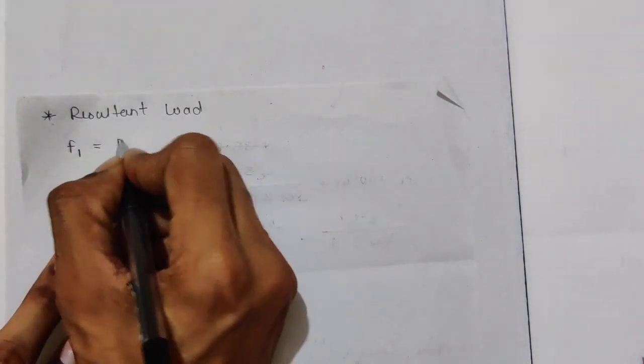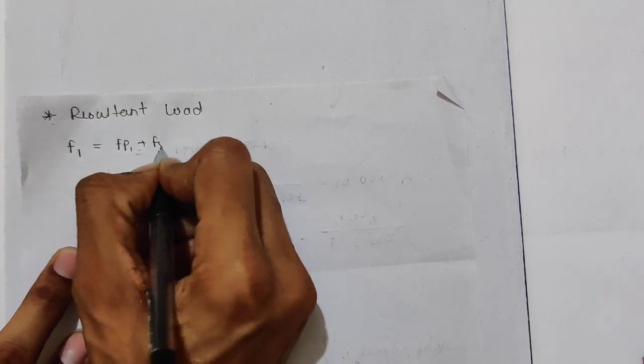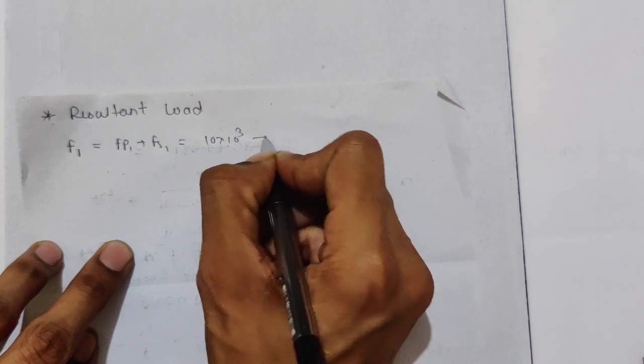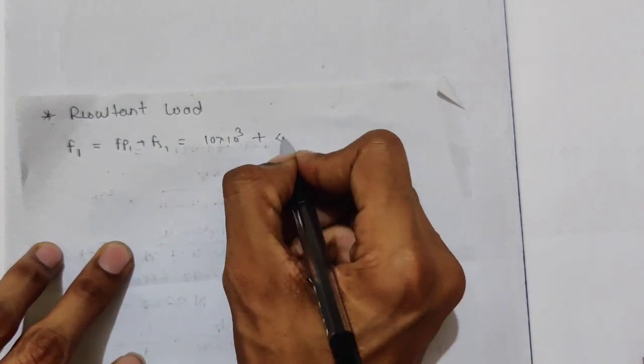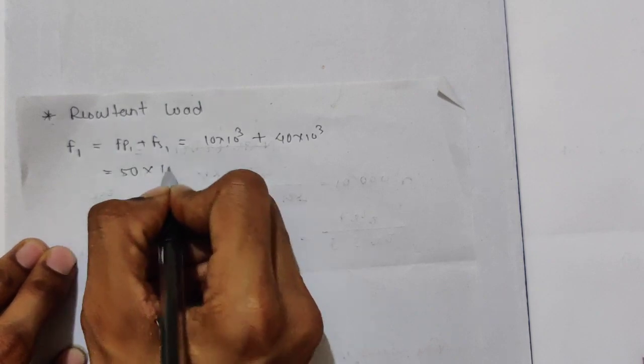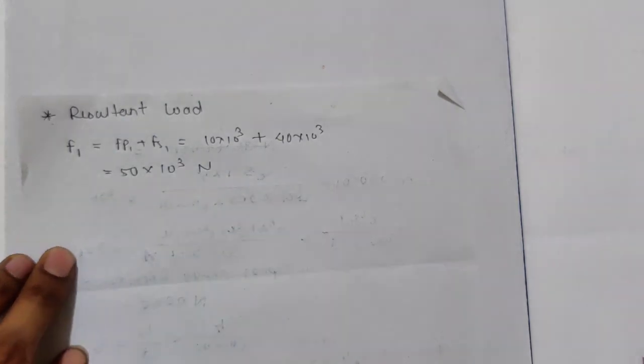So now we will get FP1 plus FS1. What is FP1? 10 into 10 raised to 3. What is FS1? 40 into 10 raised to 3. So we'll get 50 into 10 raised to 3 Newton.